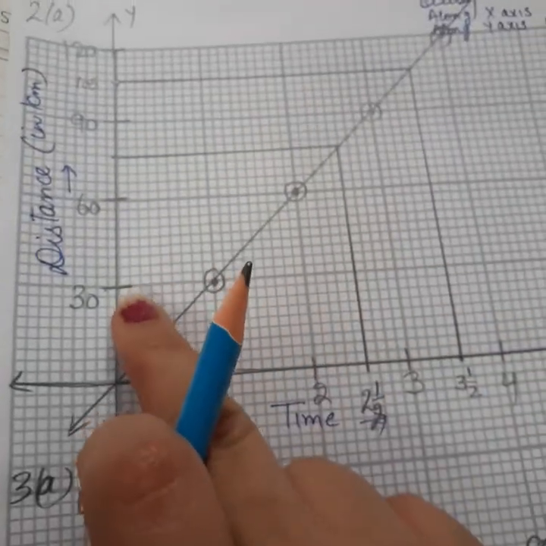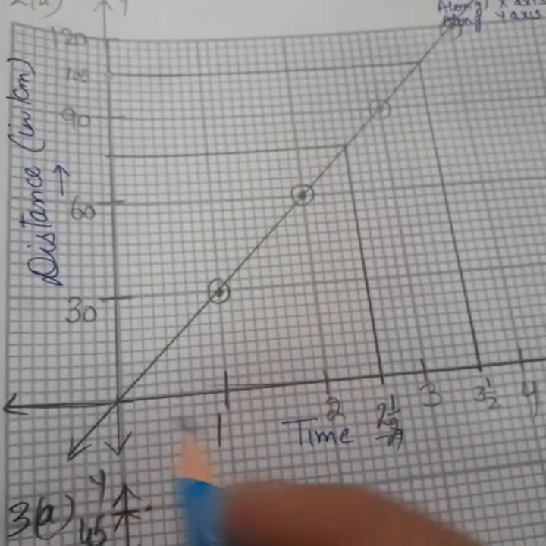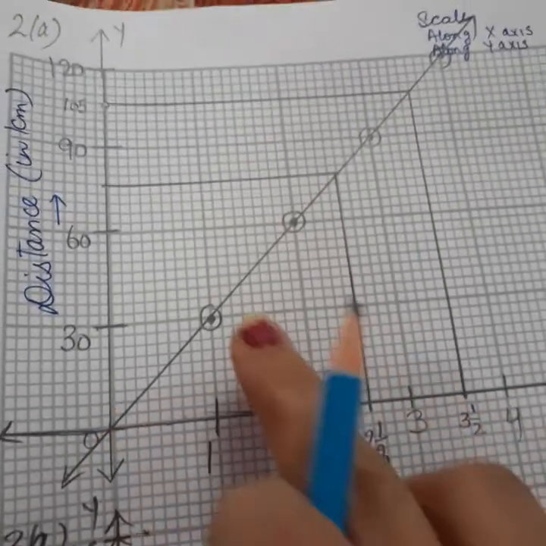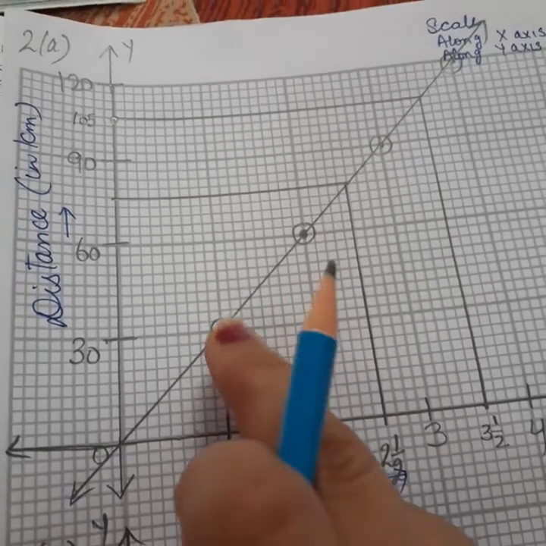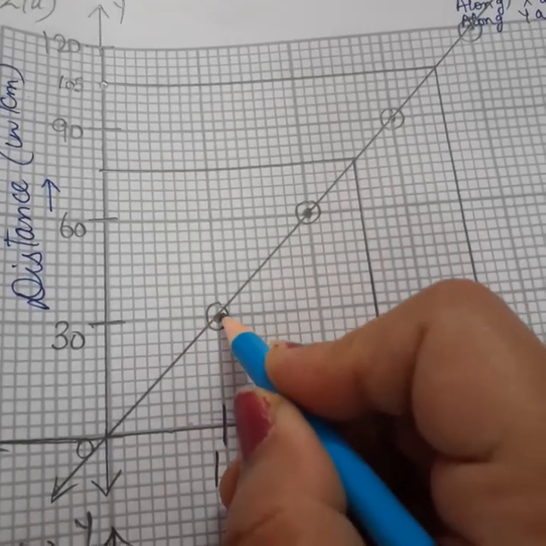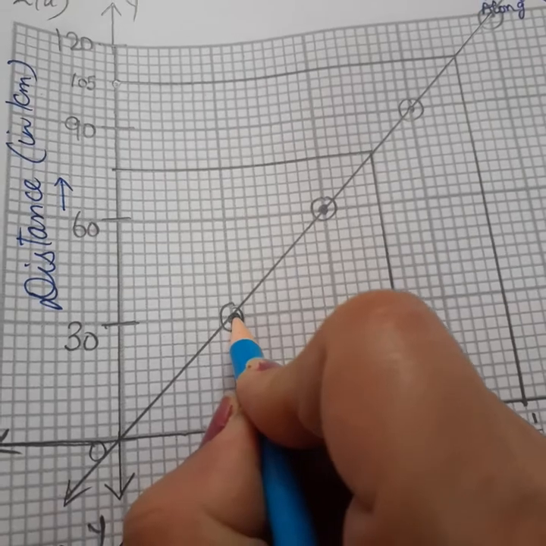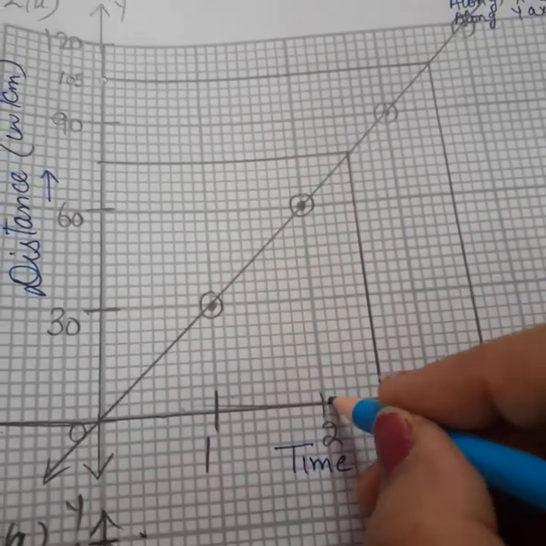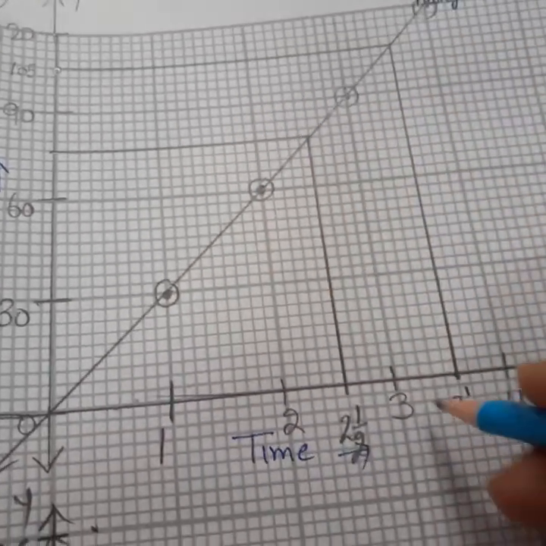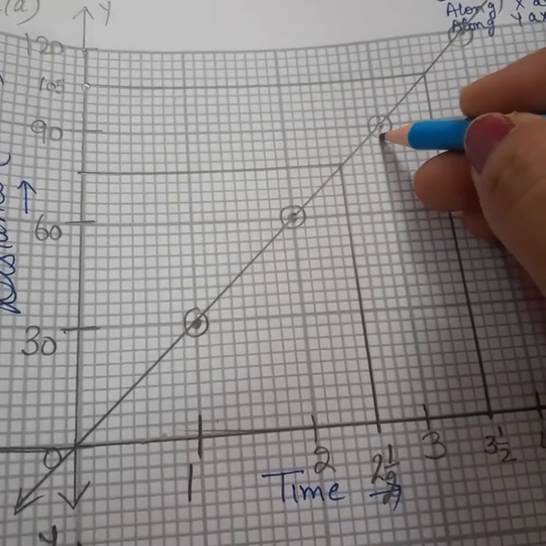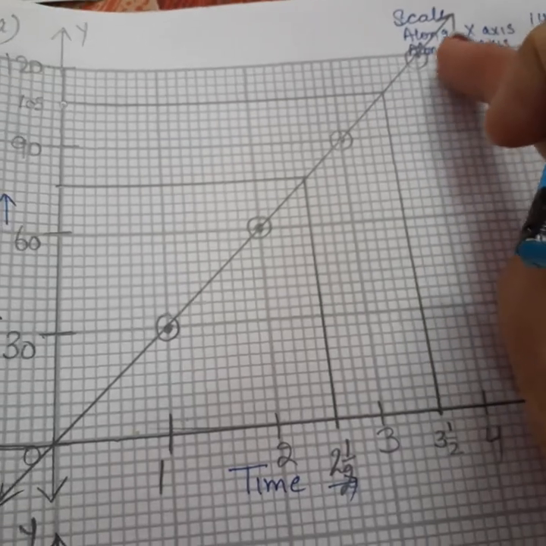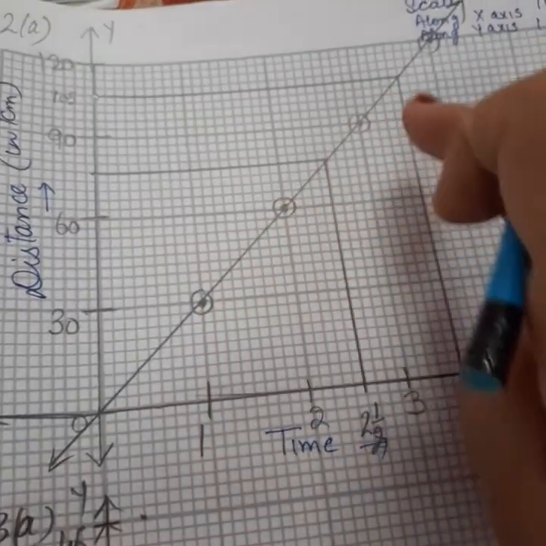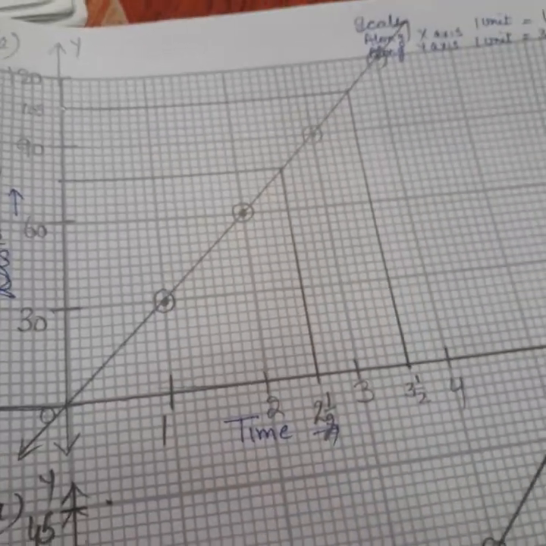Take time along the x-axis and distance along the y-axis. And we locate the points. First is in 1 hour, 30 kilometer. So 1 hour, 30 kilometer, we locate the point here. In 2 hours the point is 60. In 3 hours the distance is 90. In 4 hours the distance is 120. And then join the points and it is a linear graph. It is a line graph, right?